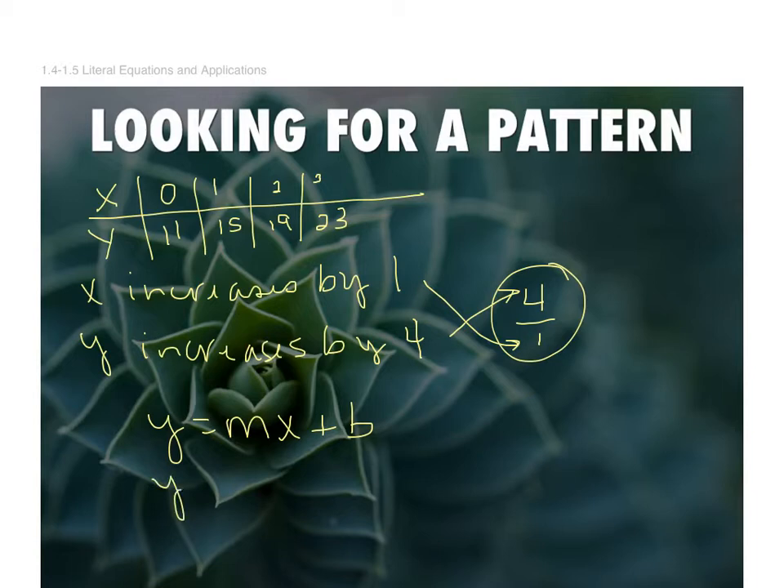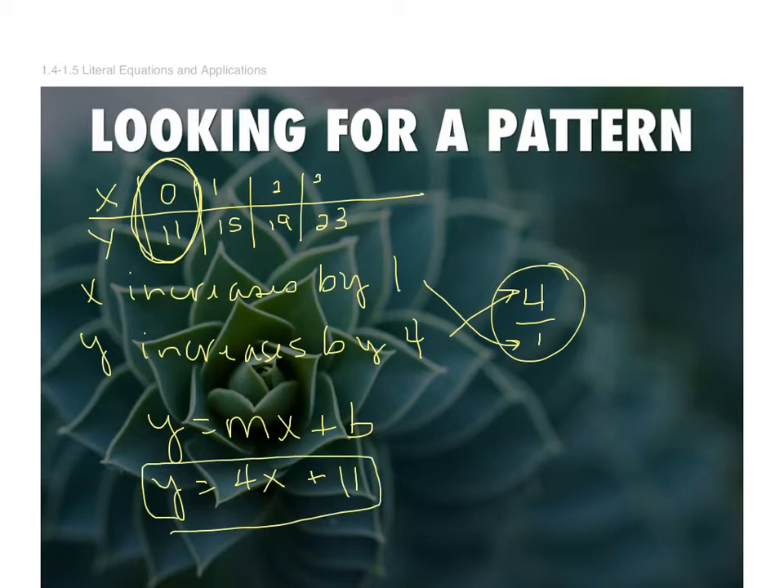So y equals, this is the slope, 4x, right, the slope, the rate of change, plus the intercept. Remember that the intercept is when x is 0, what is y? So that's 11. So our equation is y equals 4x plus 11.